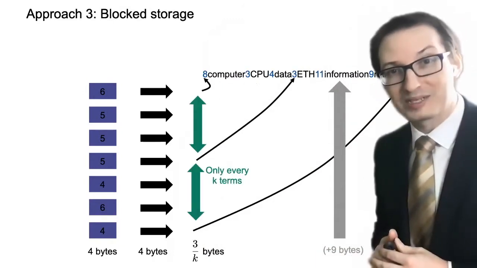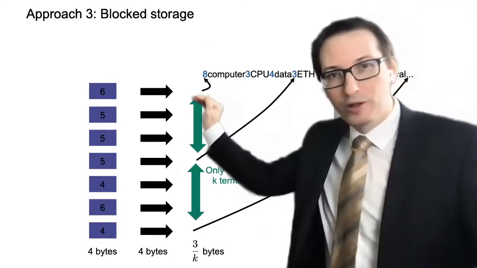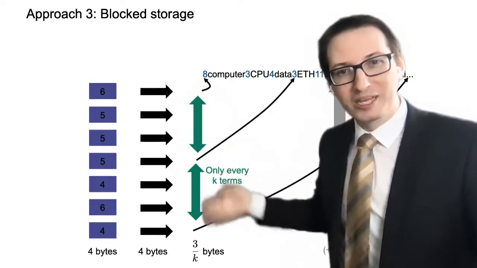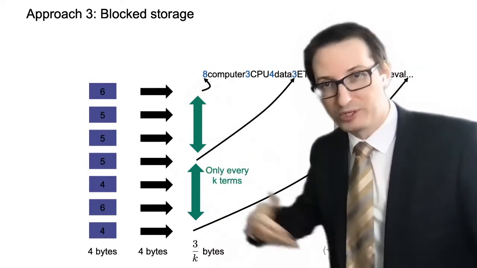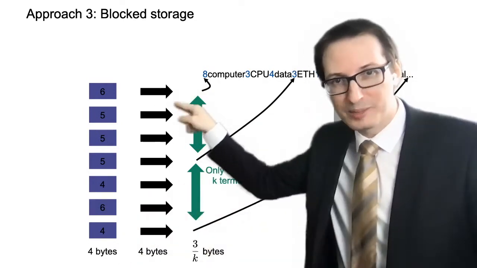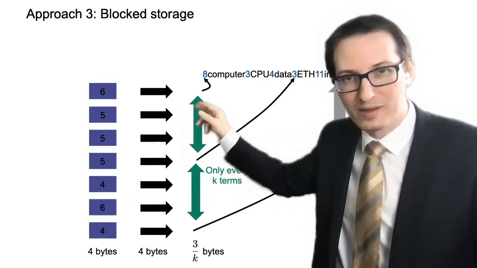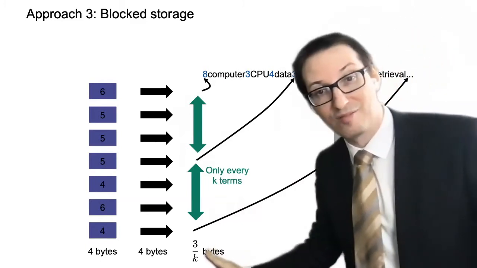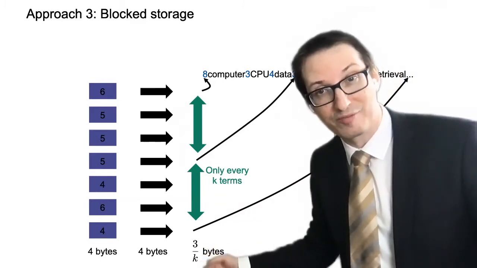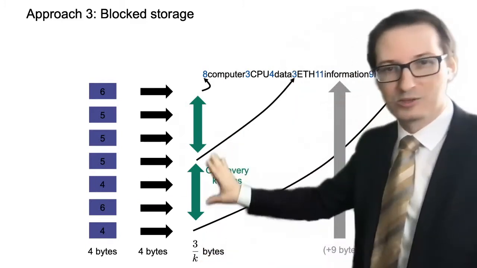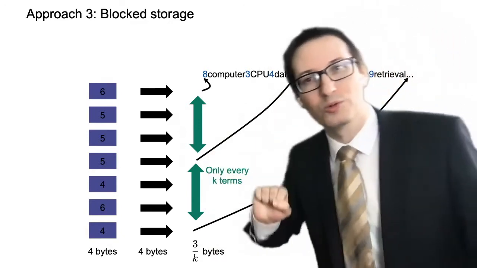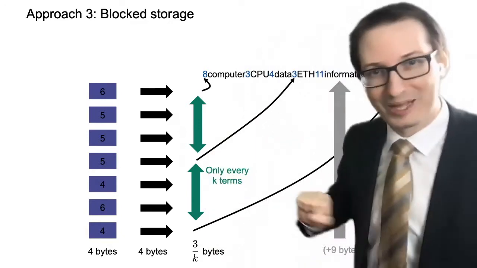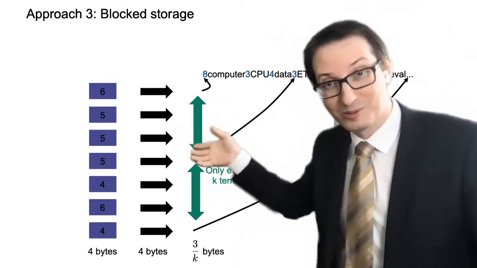Well, we can, for example, only put a pointer like that every couple of terms. Let's call it K. Every 2 terms, every 3 terms, we just skip. Like here, I'm doing it every 3 terms. And I don't put a pointer all the time, just every 3 times. So now I have fewer bytes for the pointers, right? Because now I have K times fewer pointers. So every K terms. But I still need to know where the words end, right? So I need to pay a price for saving on these pointers.